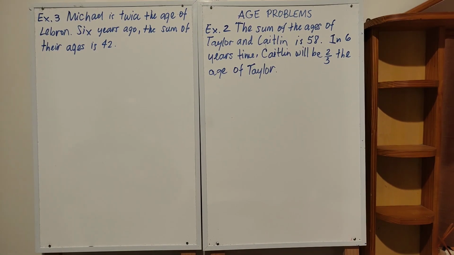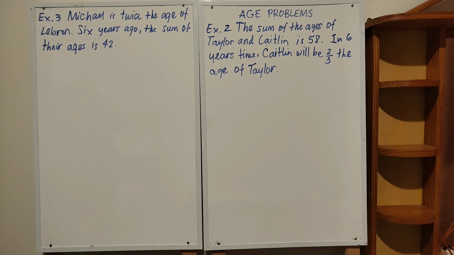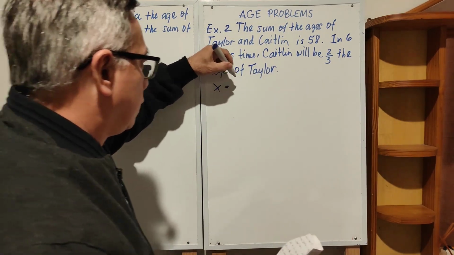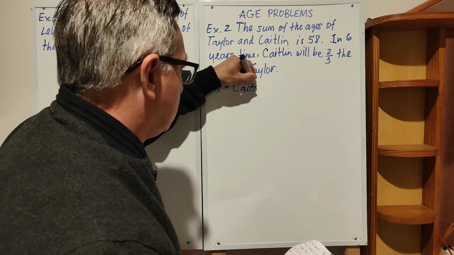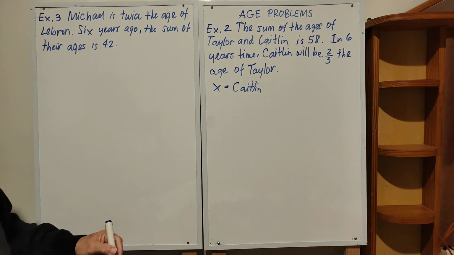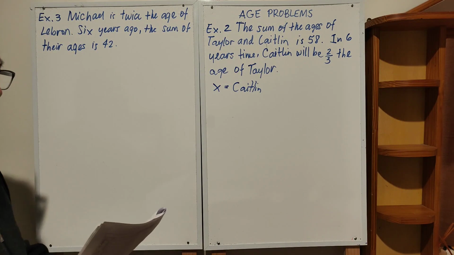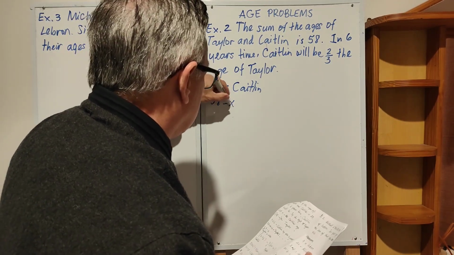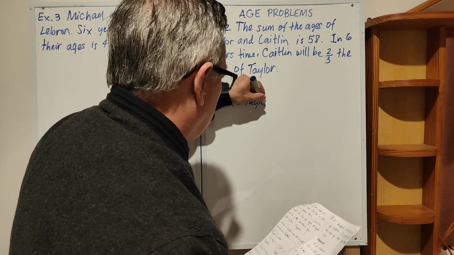Example 2: the sum of the ages of Taylor and Caitlin is 58. In 6 years' time, Caitlin will be 2/3 the age of Taylor. It doesn't matter who you assign as x, as long as the other is 58 minus x. So let's say x is Caitlin's age, then the age of Taylor would be 58 minus x.